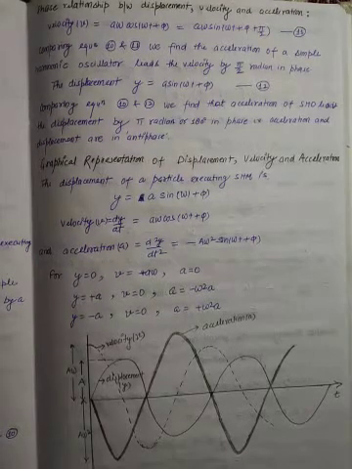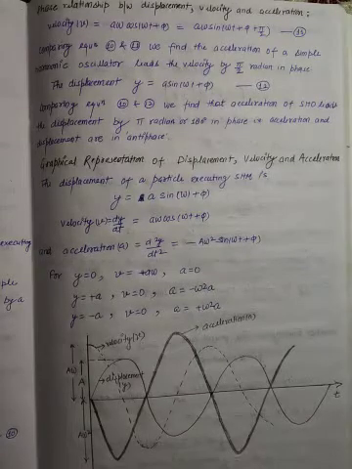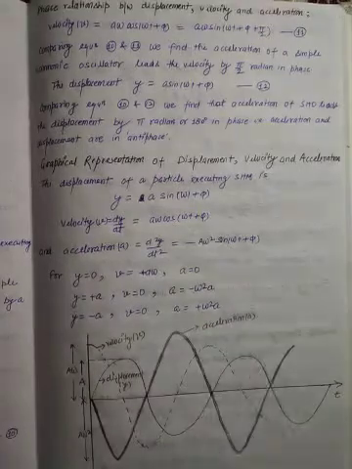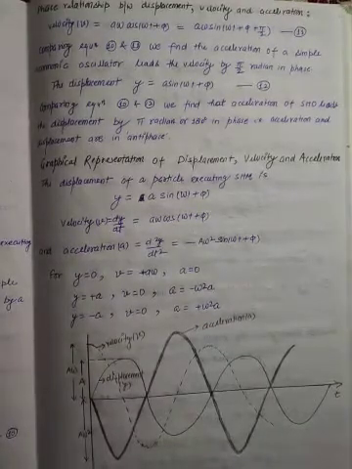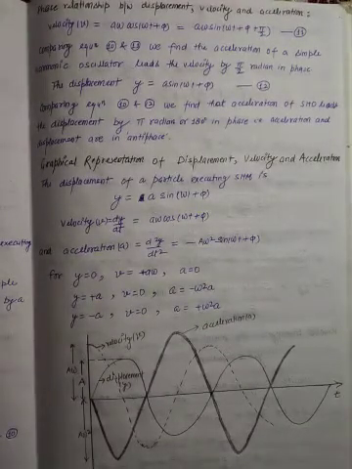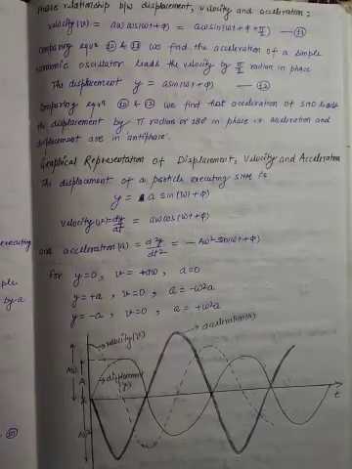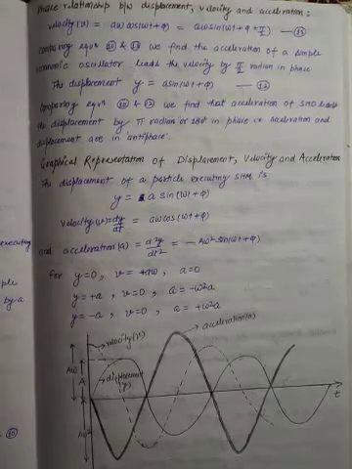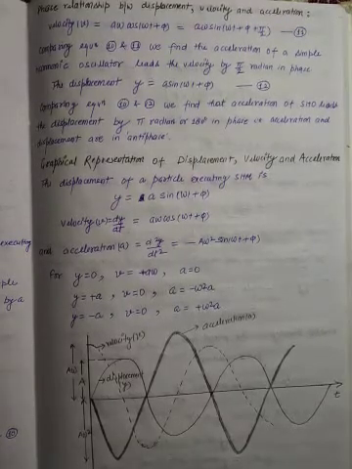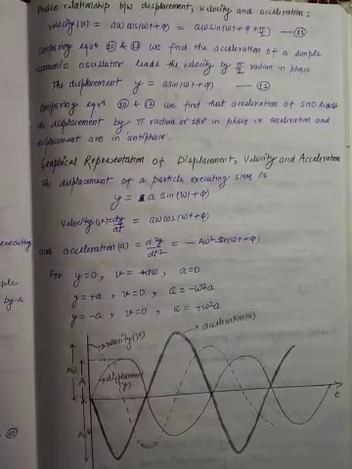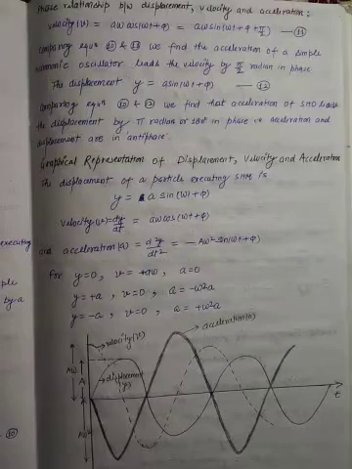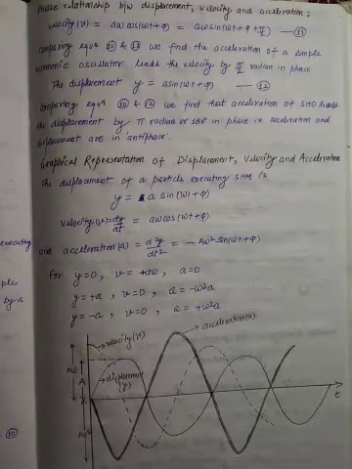Waves, oscillations and acoustics. In today's lecture, we will discuss the graphical representation of displacement, velocity and acceleration, and also the kinetic energy, potential energy and total energy of a simple harmonic oscillator, that is SHO. S stands for simple, H stands for harmonic, O stands for oscillator. Okay, so let's start.